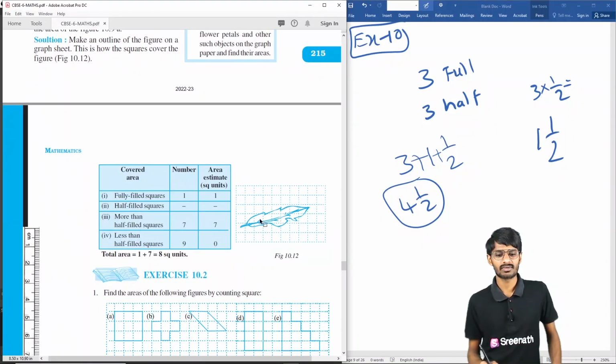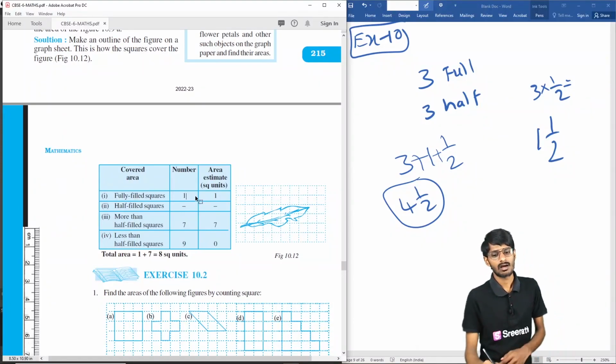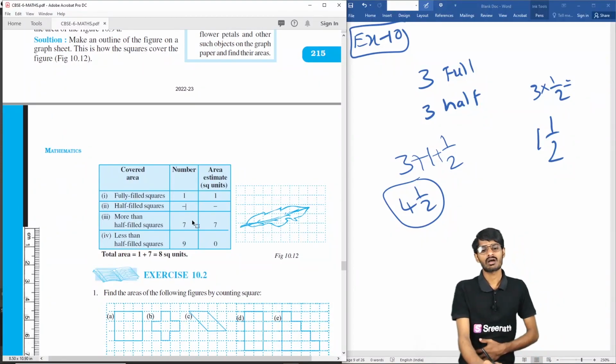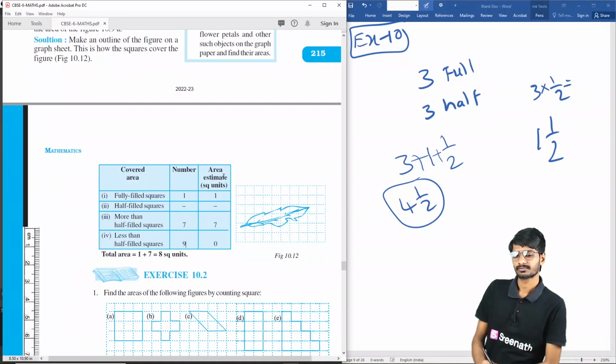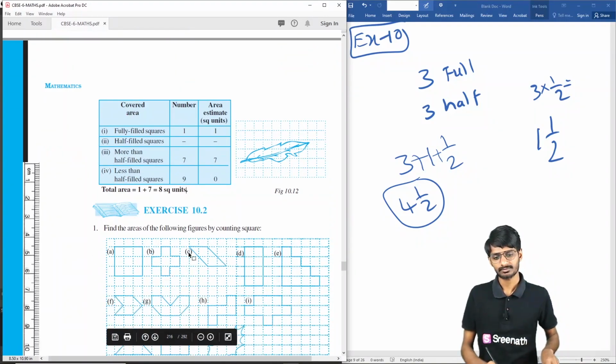So if you take this figure, if you observe, there are fully filled squares: 1, half filled squares: 0, more than half filled squares: 7, and less than half filled squares: 9. For the more than half filled squares the area is counted as 7, and for the half filled squares it is 0. Less than half filled squares will not be counted. So we are getting 1 plus 7, which is 8 square units only.